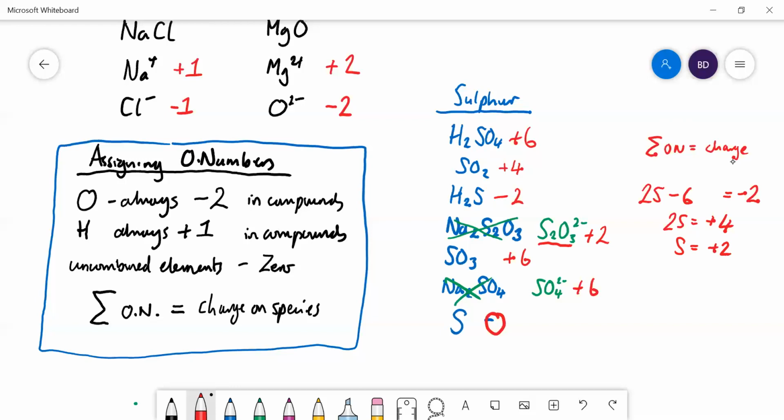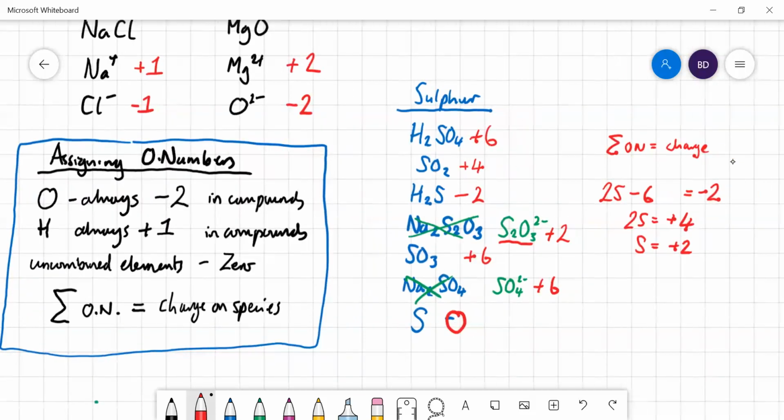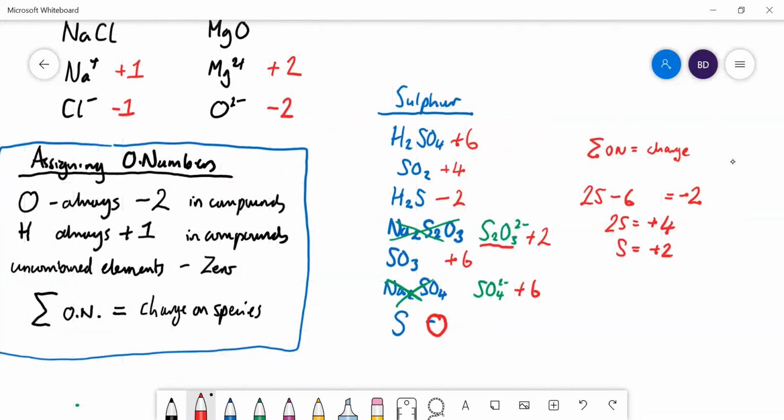Okay, so you see we've got a variety of oxidation numbers that sulfur can have. And just if you notice there, sometimes it's useful to put them on a little ladder, so I'll do that.